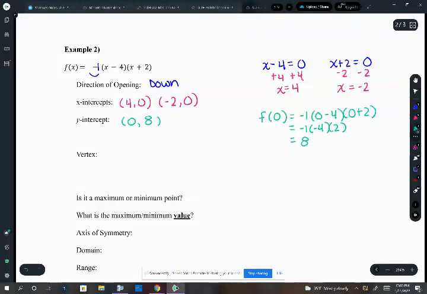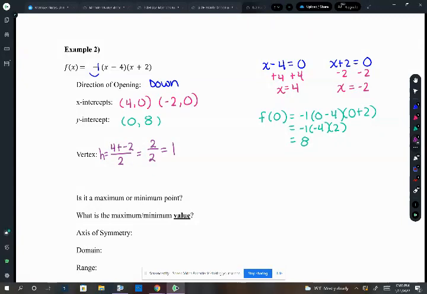Then we're going to find our vertex. To find our vertex, we take our two x-intercepts, add them together, and divide by 2. This gives us the h value of our vertex. So 4 plus -2 is 2. 2 over 2 is 1. And so the h value of our vertex is going to be 1.